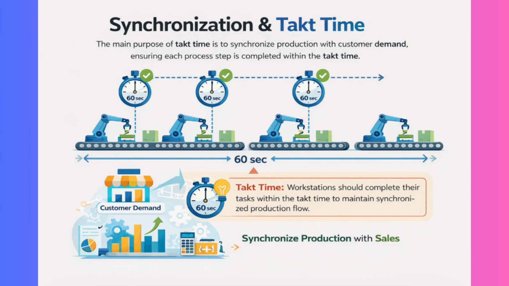Next point, synchronization. The main purpose of Takt Time is to synchronize production with sales. Every process step should ideally operate in rhythm with Takt Time. This means each workstation should complete its task within the Takt Time so that flow is maintained smoothly.